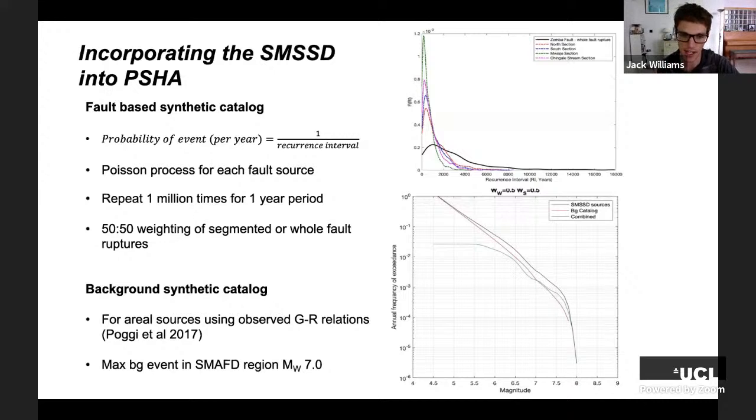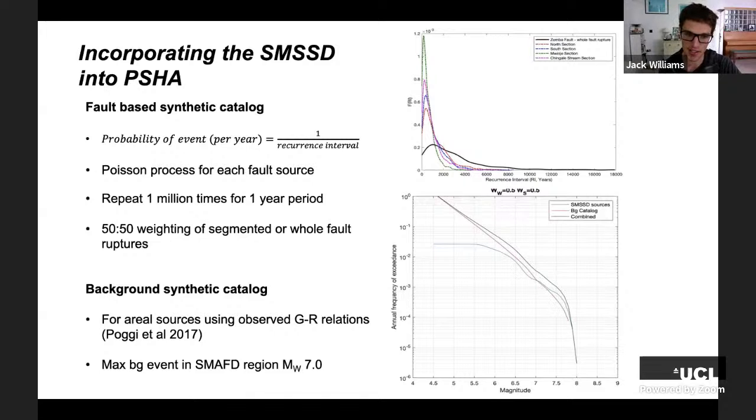And so we've considered cases where faults may rupture in small individual discrete sections, which are typically bound by fault geometry, or rupture along their entire length. In our synthetic catalogs, we've given a 50-50 weighting of which of those occurs. So you can see on the top plot the distribution of recurrence intervals for one fault system, the Zomba fault. The thick black line shows quite infrequent recurrence intervals of around 1,000 to 2,000 years, but more frequent individual section ruptures about every 500 years or so.